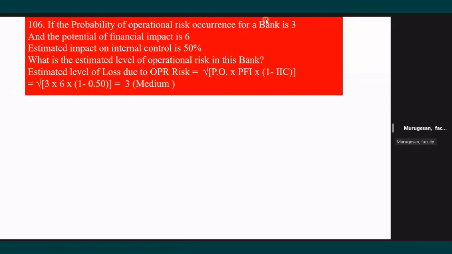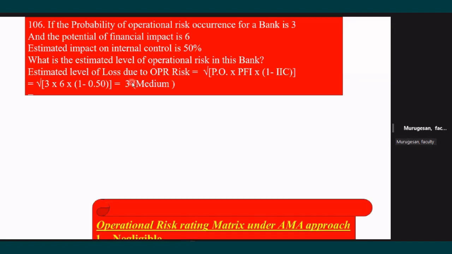The square root of 3 into 6 into half. How did I get half? 1 minus 50%. 1 minus 50% means 0.50. So the 3 into 6, 18. 18 into half, 9. Square root of 9 is 3. So this means the rating matrix they will give. This you have to remember.